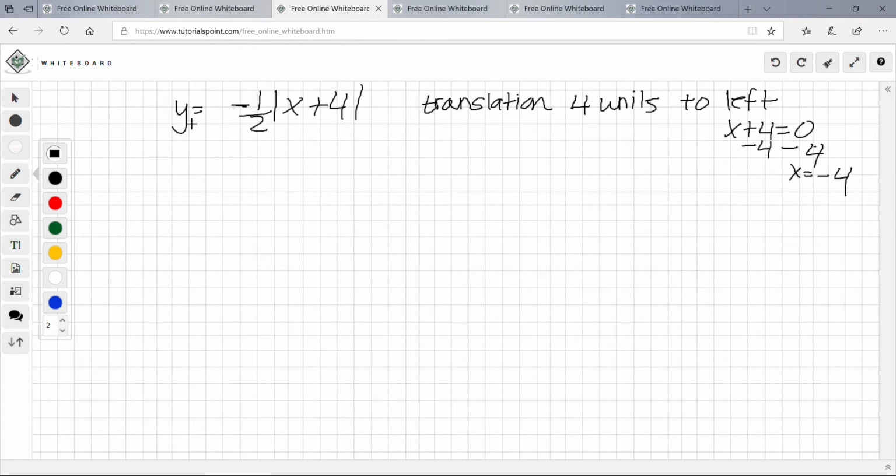Now, there's a negative right here. So what do we know about negatives? There's a reflection on the x-axis. And then we also know this 1/2 is going to be stretched by a factor of 2.